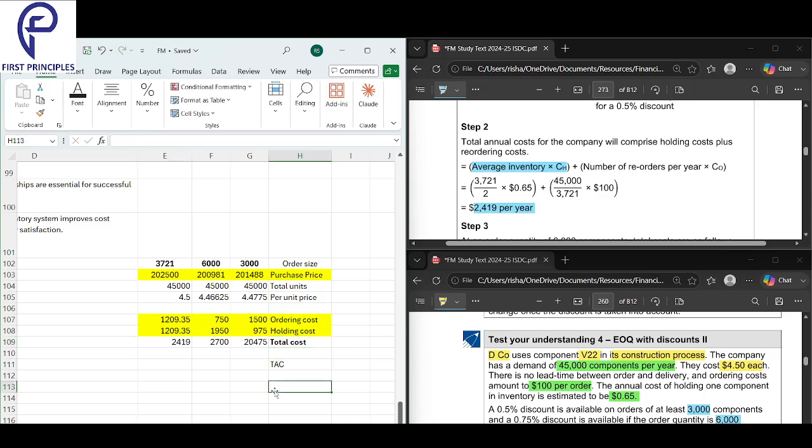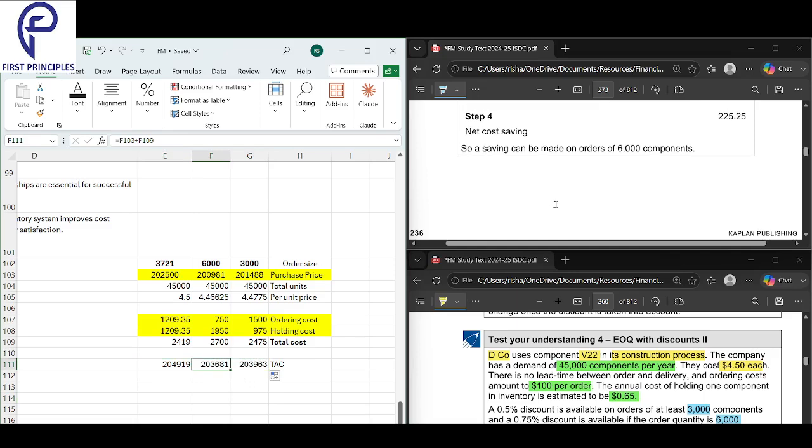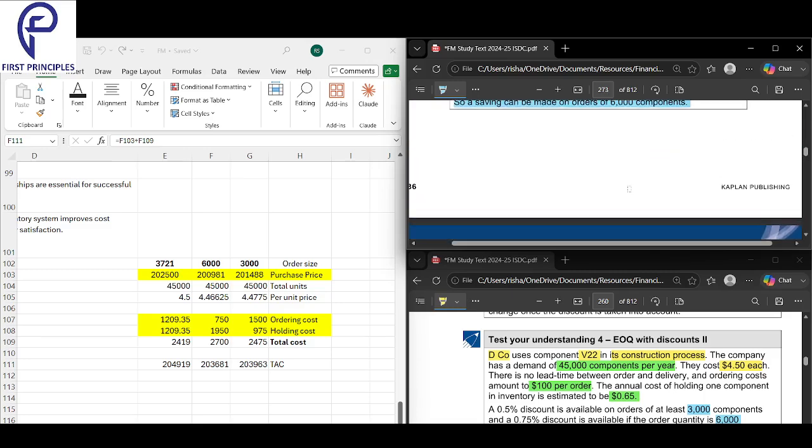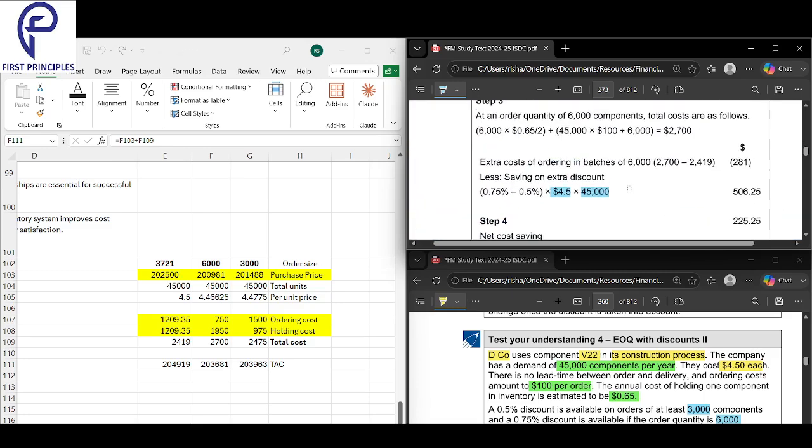For the total annual cost, we will add the purchase cost. The purchase plus the total storage costs this much, and we get it for all three. Saving can be made on an order of 6,000 components. So which one should we go for? We should go for 6,000.